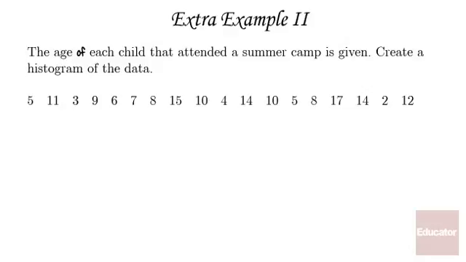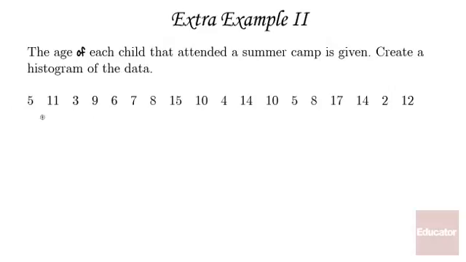Okay, so then we have all the ages of the children that attended the summer camp, right? And again, the first step is to create your intervals. So you want to decide how you want to group up all the numbers. It's really up to you. If you want to create more intervals, then you can make the groups smaller, right? Or if you want to create fewer intervals, then you have to make the groups a little bit larger, right?